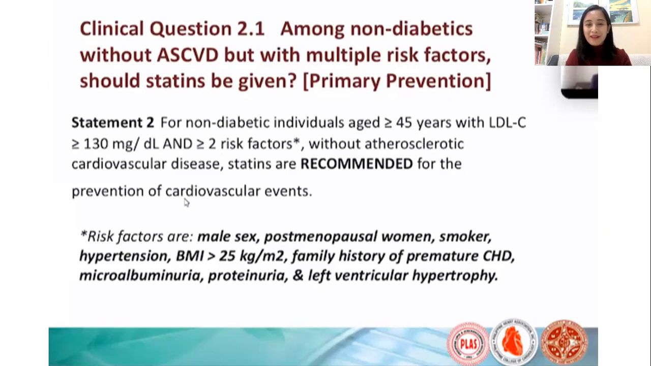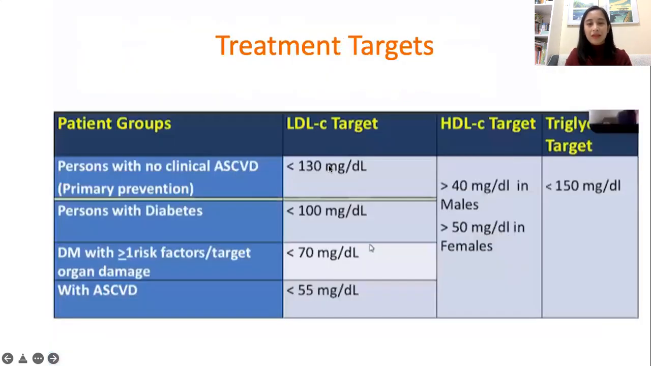Presence of microalbuminuria, proteinuria, and presence of left ventricular hypertrophy. So if you have two of them, and you have an LDL cholesterol of more than 130, 45 years old and above, then you're warranted to give your patient a statin. Okay? So here are the different treatment targets.